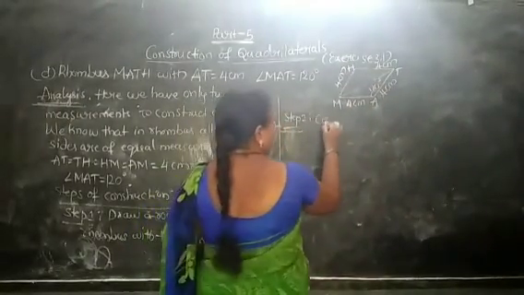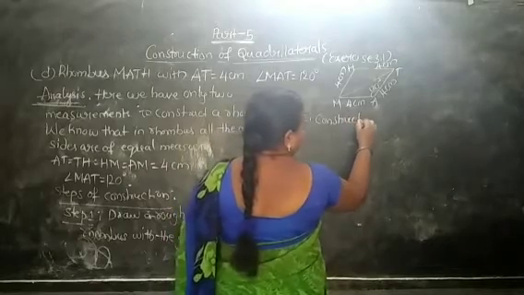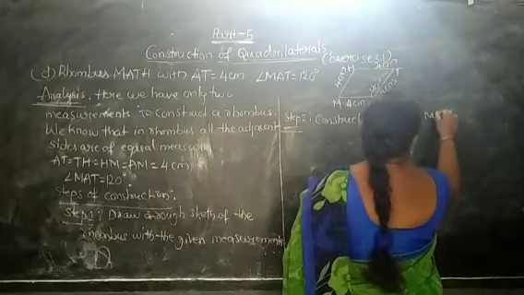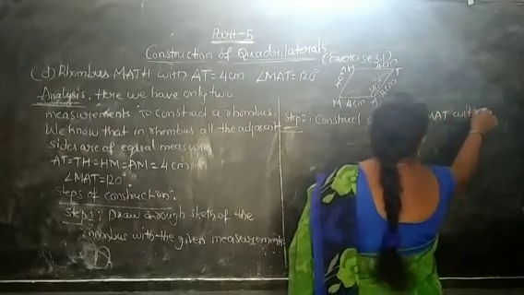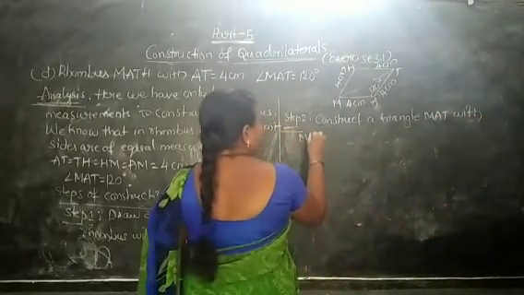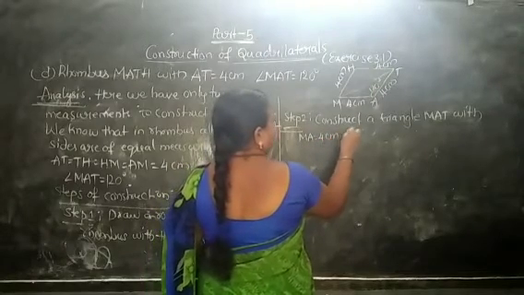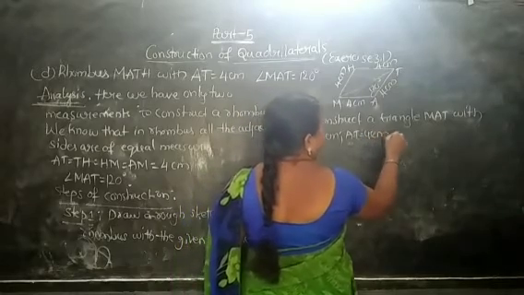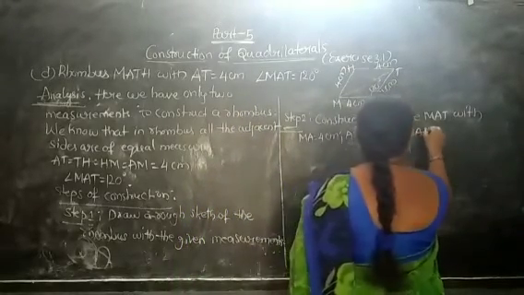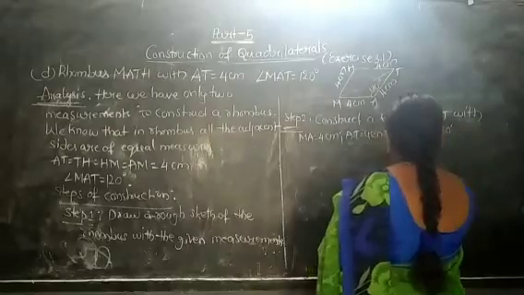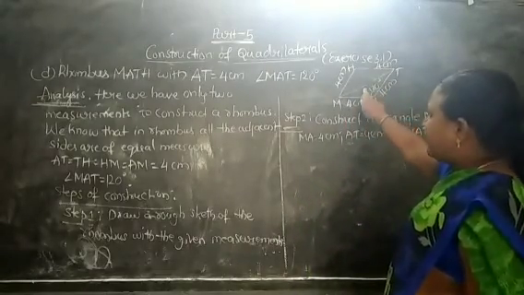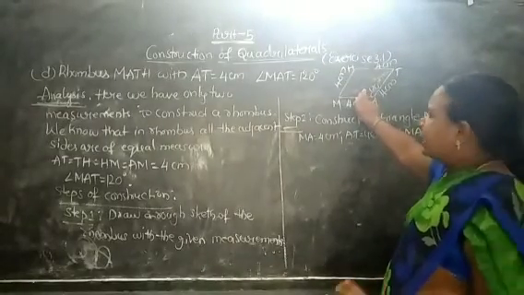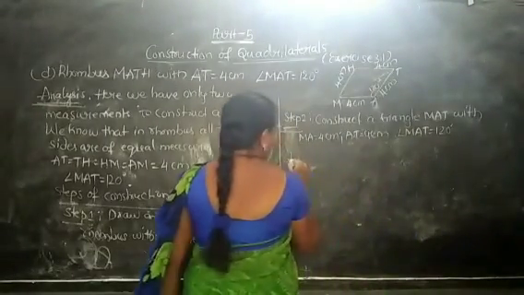Construct a triangle MAT with MA equal to 4 centimeters, AT equal to 4 centimeters, angle MAT is 120 degrees. By using these 3 measurements, construct a triangle. Okay. Next, step 3.